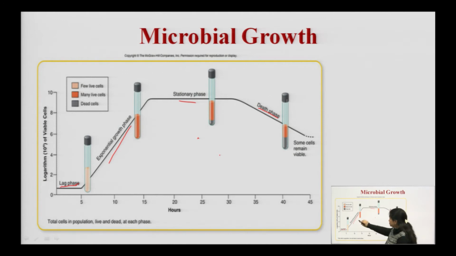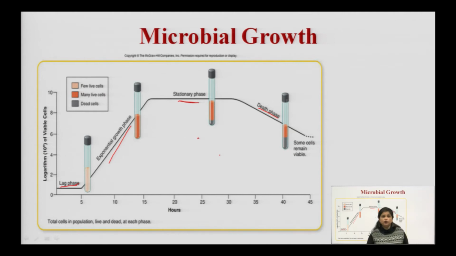And the second phase is your growth phase, and in growth phase what will happen? They will divide in numbers. Now they will start dividing from 1 to 2, 2 to 4, 4 to 8, 8 to 16. So there will be an exponential growth you can see in the graph, and after that comes the stationary phase.